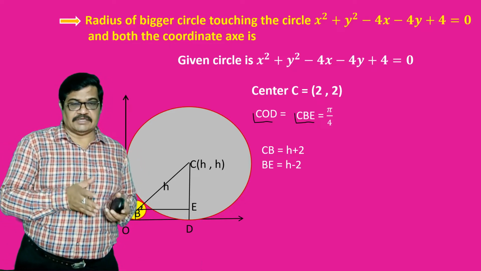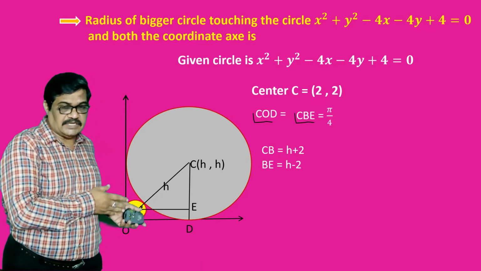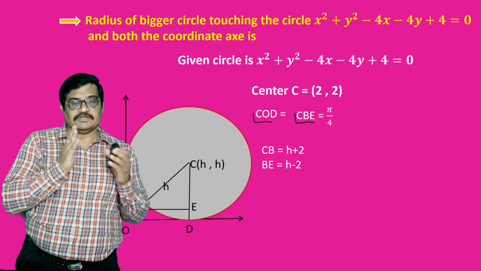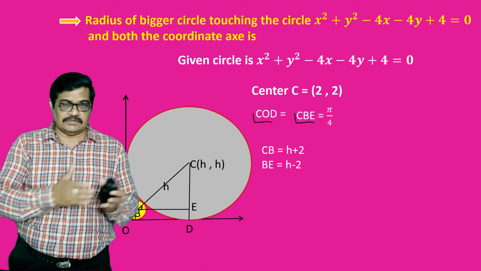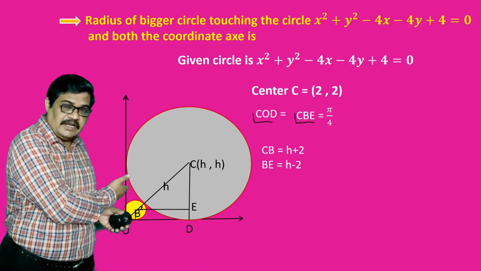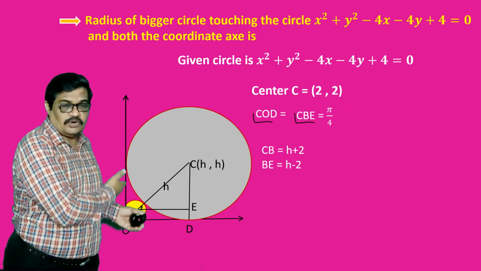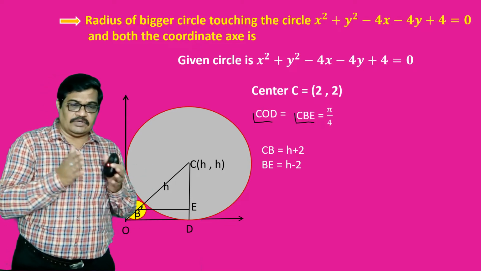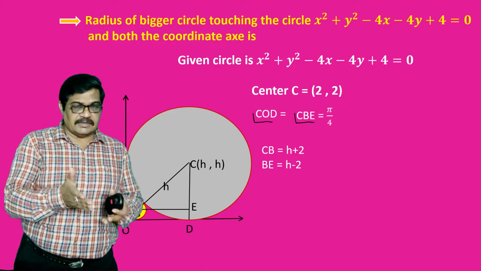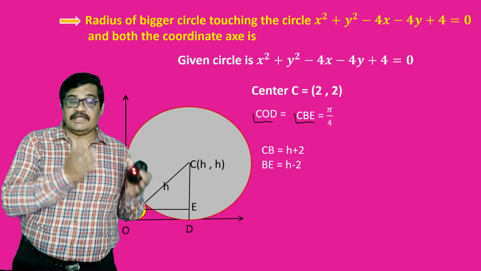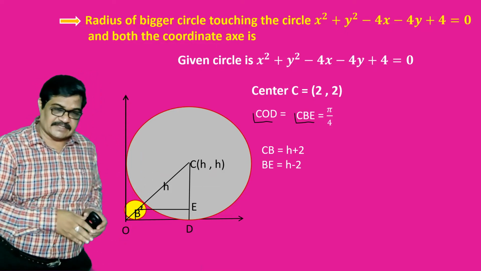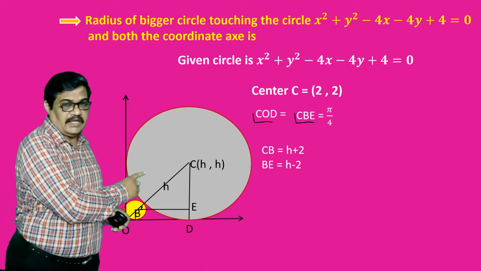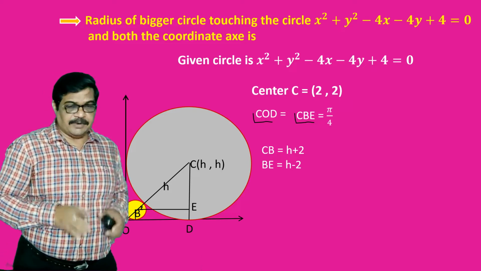Observing the first circle, the center is (2, 2). If any circle touches both coordinate axes, the x-coordinate equals the y-coordinate. See in the diagram, the center of the largest circle that touches both coordinate axes, we take as C = (h, h), and the radius of the circle is also h, since it is touching both coordinate axes. From this diagram, angle COD is equal to angle CBE, that is π/4.